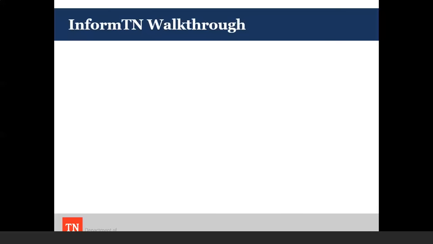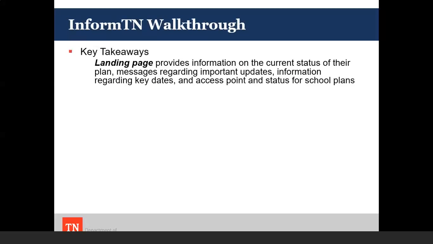With that, after reviewing some access information, we're now going to review the high-level InformTN walkthrough. So, as we discussed last week, and we're going to walk through this again in the tool today, your landing page, which is one of the items we're going to focus on today, provides information on the current status of your plan, provides an opportunity to receive messages and send messages on important updates, information about key dates, and is a way to access each of your school's plans, as well as the status of each of those schools' plans.